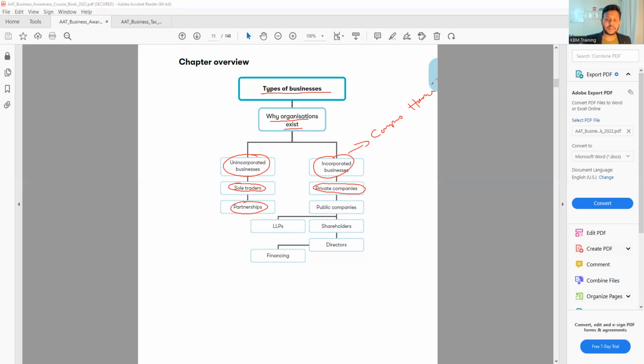Now, every single company will have two sides. Either it is private or it is public, doesn't matter. It could be a profit-making organization.